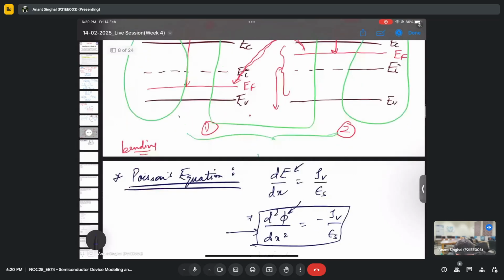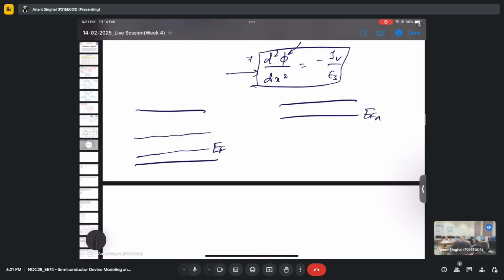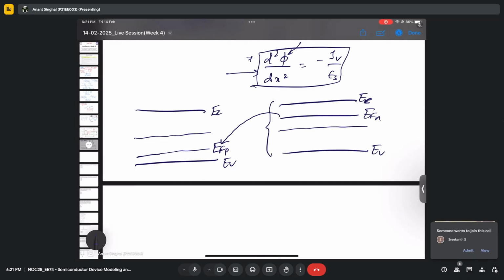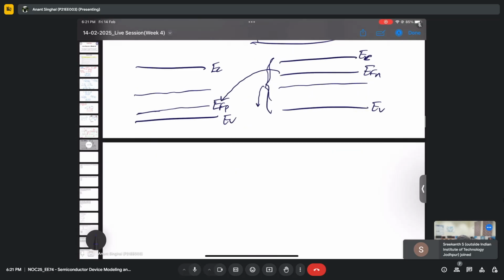Can I make it here? No. Let me quickly make it. So this was EF for P, and let's say I'm writing it as EFN and this is EFP. So this is what we have already established, that the electron movement will be from higher Fermi level to a lower Fermi level. So what is happening is this whole part is basically shifting downwards. Let me try to make it to give you the idea.